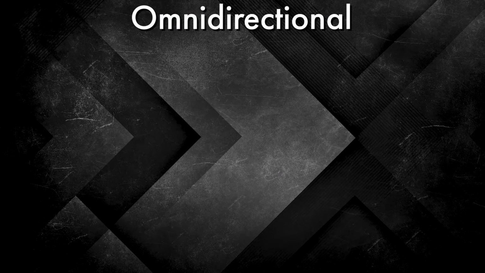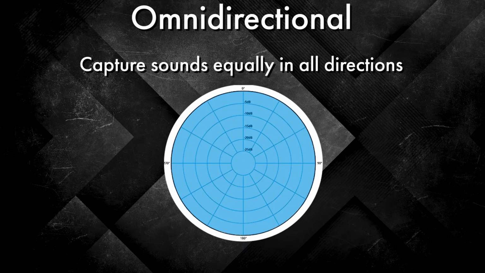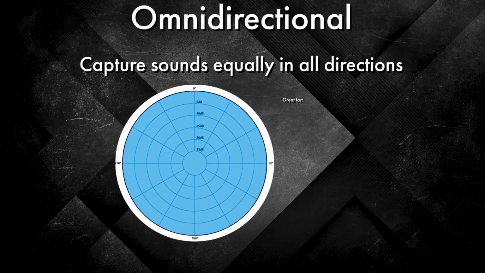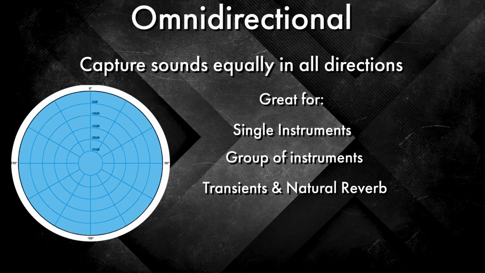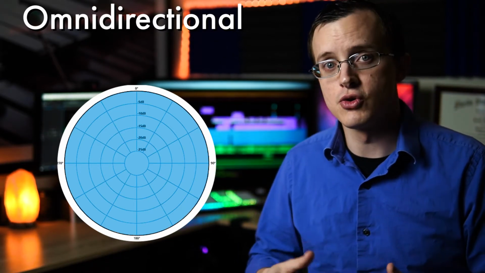Omnidirectional microphones capture sounds equally from all sides, which makes them great for capturing a single instrument, group of instruments, as well as the natural attack and decay of the reverberations happening around the room. With Omnis, you do risk the possibility of picking up unwanted sounds, so if you want the sound capture to be more focused, you can try using a cardioid pattern microphone.